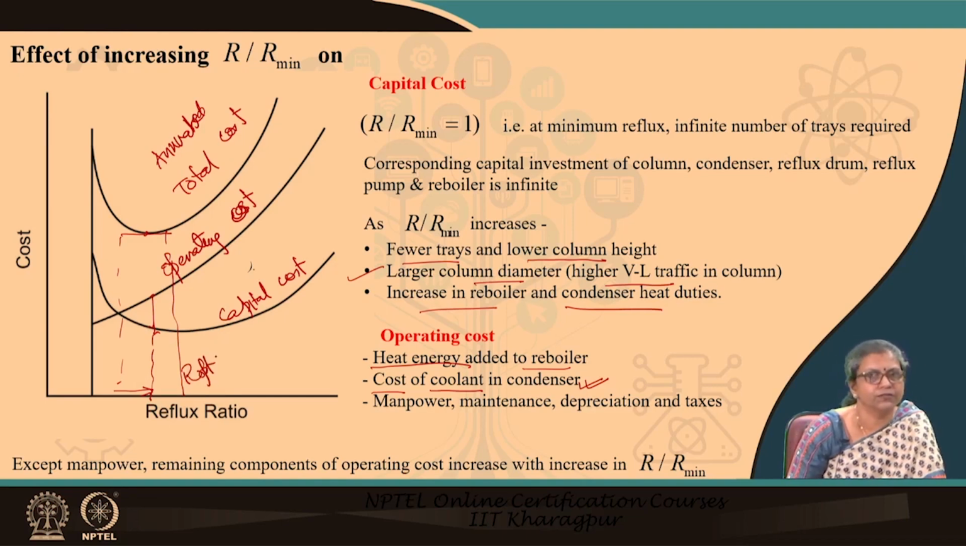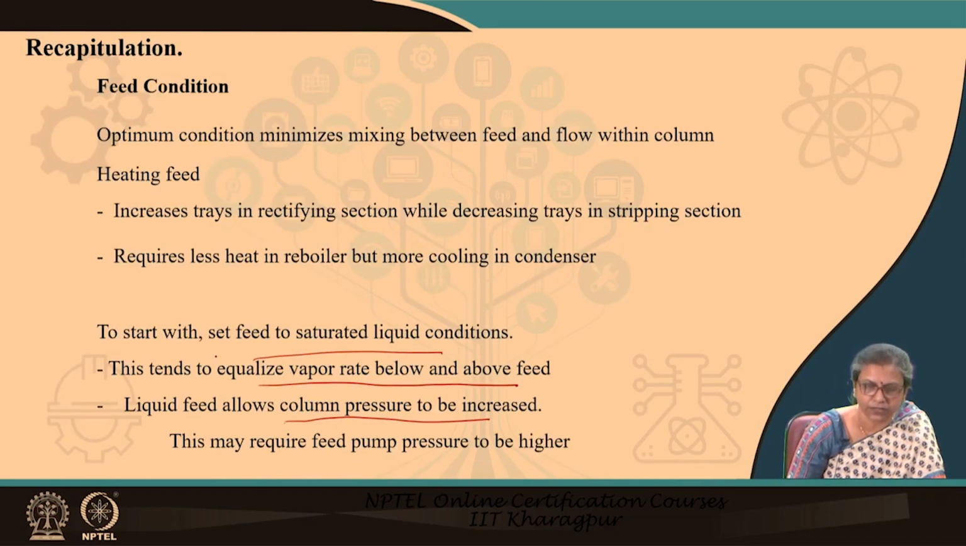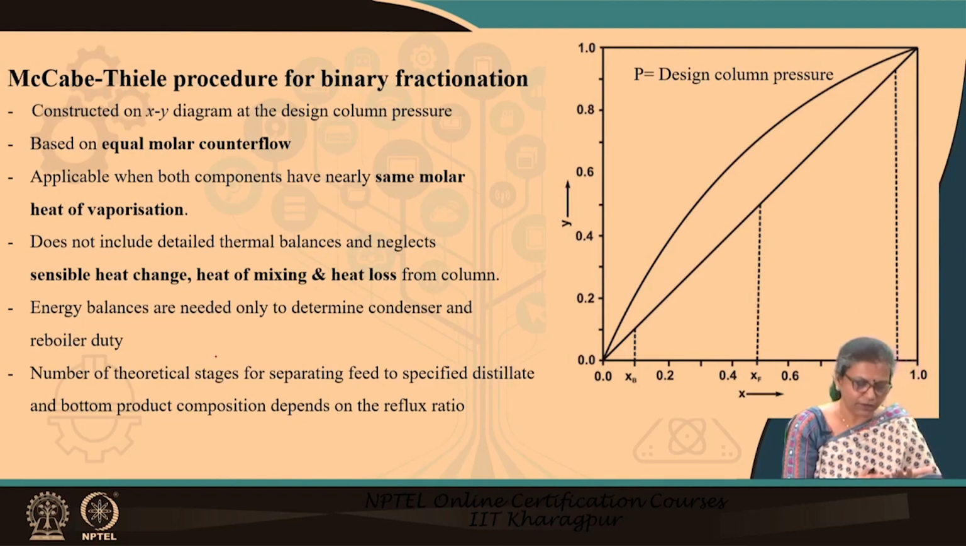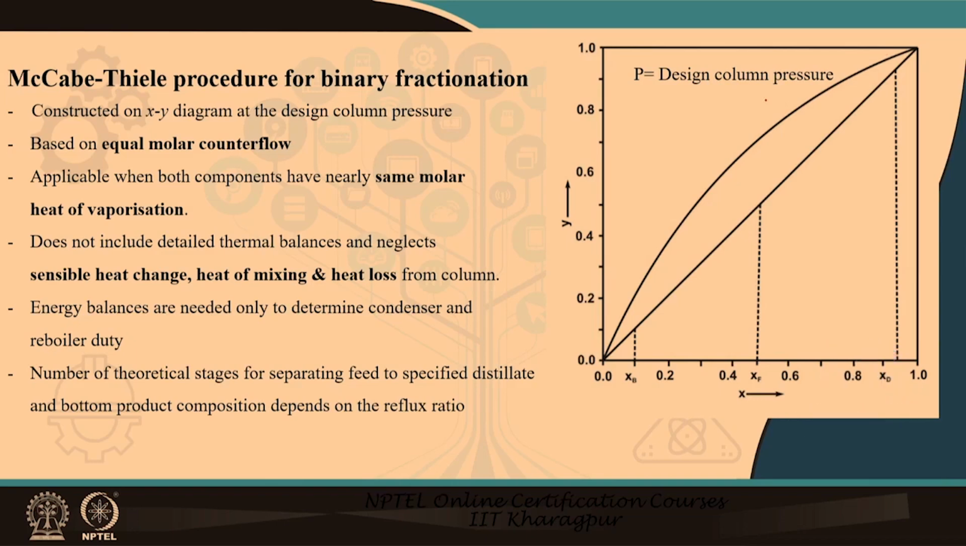So the optimum reflux ratio is decided based on the economics of the column. Therefore, what you have done is decide the column pressure, based on which you have generated this particular equilibrium data. This is at the column top pressure. Next, the feed condition is decided, right? And after that, you know the distillate composition and the bottoms composition.